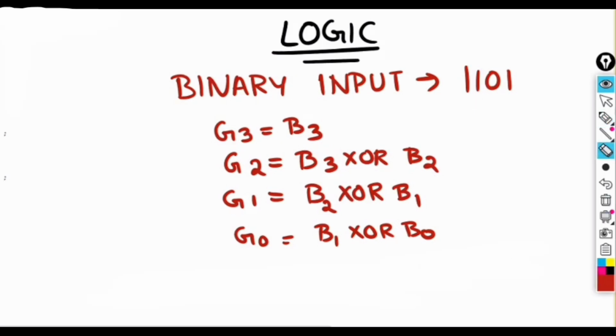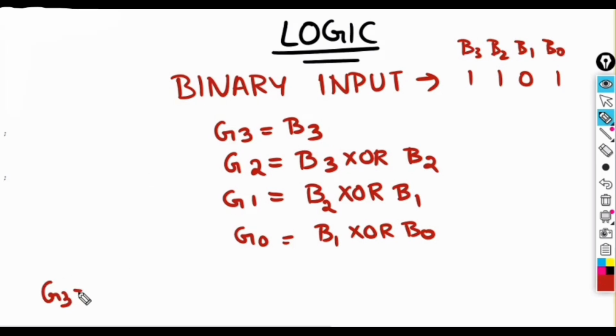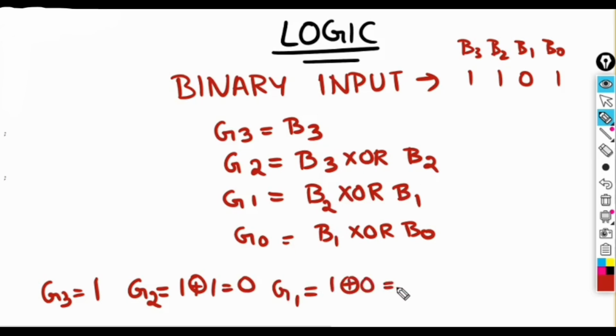Now let's see step by step mathematical conversion. Our original binary data is 1101. In order to calculate G3, we have to just check what exactly is the value of B3. It is 1. Next we need to calculate G2. To do that we need B3 and B2 and the result we obtain is 0. Next we calculate G1 where we XOR B2 and B1 and the result is 1.